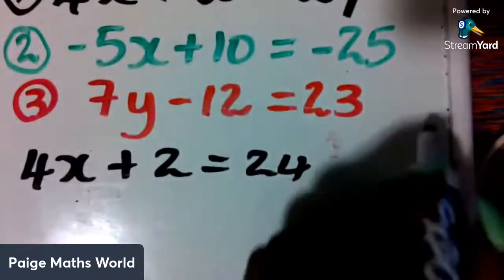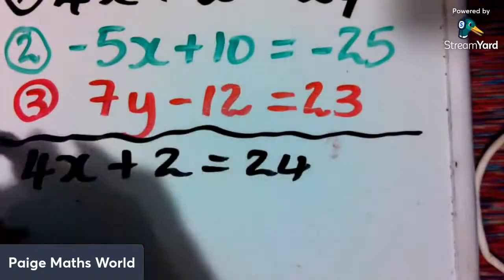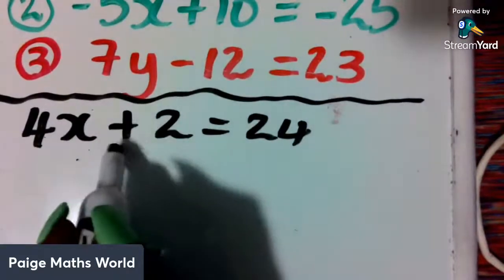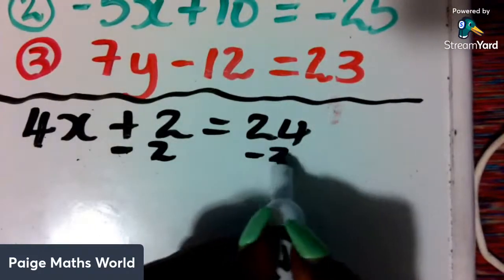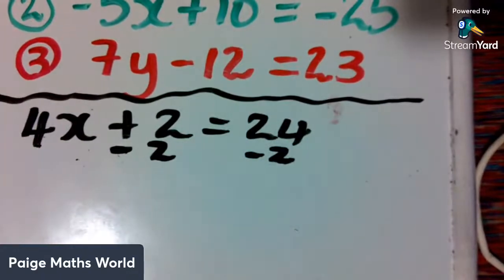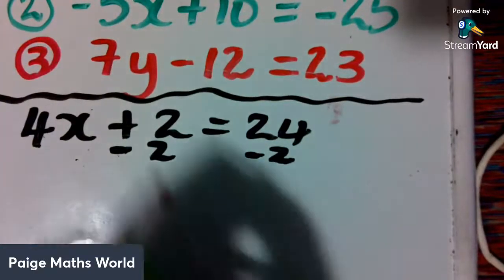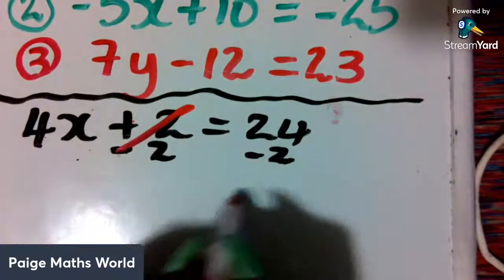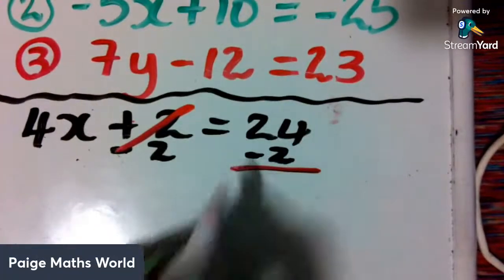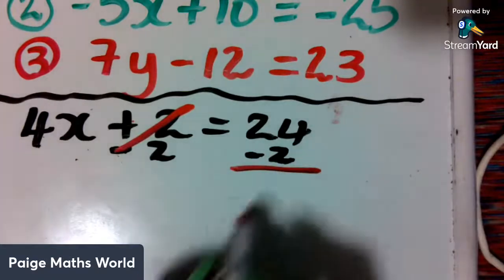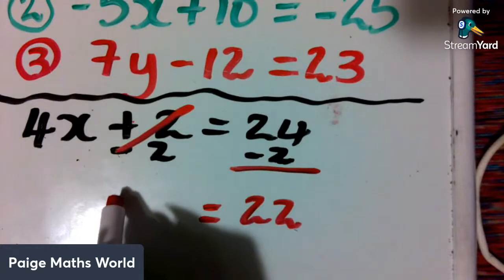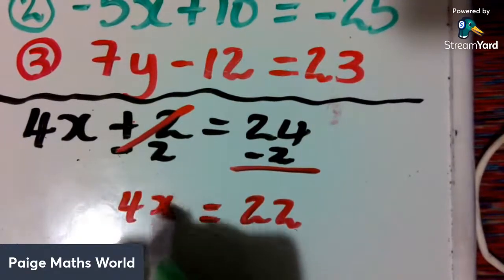Remember, we have to get rid of some. Let me draw a line for you guys not to get confused. So the first thing we're going to do here, we're going to subtract 2 on both sides. And so in subtracting 2 on both sides, 2 minus 2 is 0, so that's gone. And we have here 24 minus 2 is going to give us 22. And this is going to be 4x.